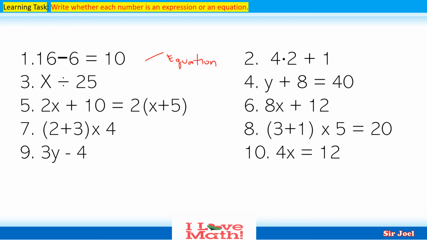Equation. Okay? Dahil ang 2x plus 10 ay may equal sign, equation. Okay? Tapos, next, we have y plus 8 equals 40, equation. And then number 8, 3 plus 1 times 5 equals 20 is an equation, and 4x equals 12 is also an equation. The rest, yung walang check, ang tawag naman dun ay expression. Okay? So, gets natin? Ganito lang kasimple ang pagkakaiba ng equation and expression. Ayos? Ayos.